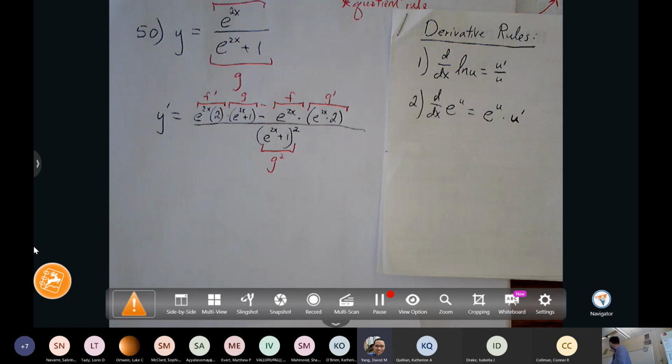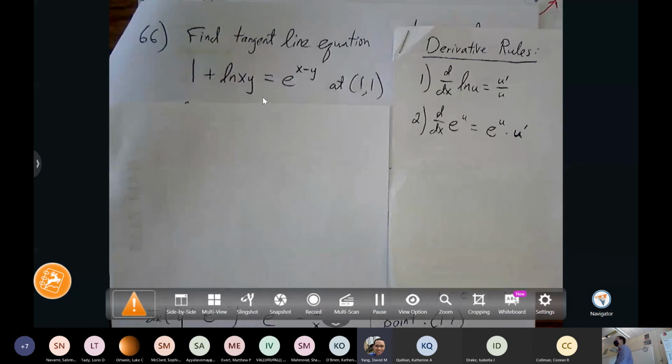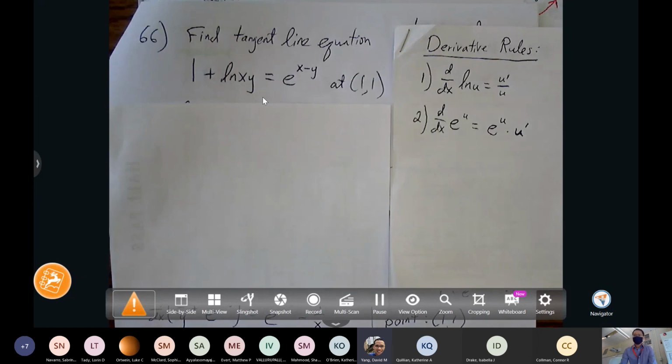So this is a little bit longer, but I will kind of help us along the way as we get there. All right, so here's our problem. There's number 66, a few pages down. Okay, let's talk about this problem here.